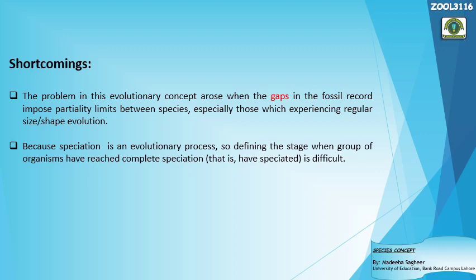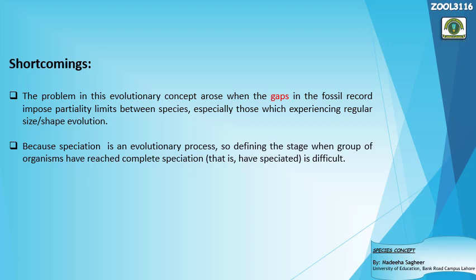Secondly, evolution is a very gradual, very slow process, so one cannot see evolution in one's life, right? So this is also a problem in applying this concept of the species. It may go wrong. There is a chance of error, right? So let's read it. The problem in this evolutionary concept arose when gaps in the fossil record impose partiality limits between species, especially those experiencing regular size and shape evolution.